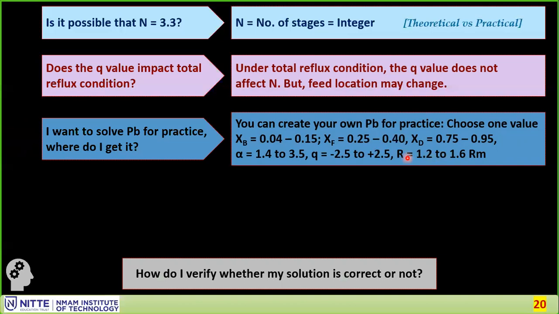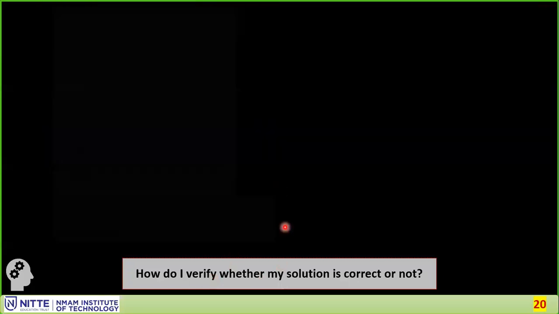Fine, you have another question. You have solved the problem, that's fine. The question arises now: how do I verify whether my solution is correct or not? You solved it, you got the number of stages, the feed position, top section, bottom section, all those cases. Whether it's right or wrong, you don't know how to verify it. Fine, I'll give you a solution for this also.